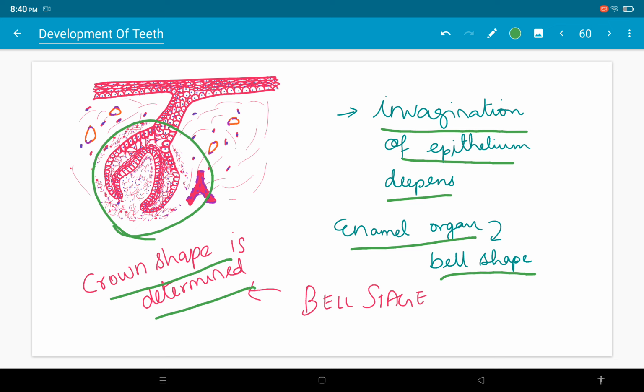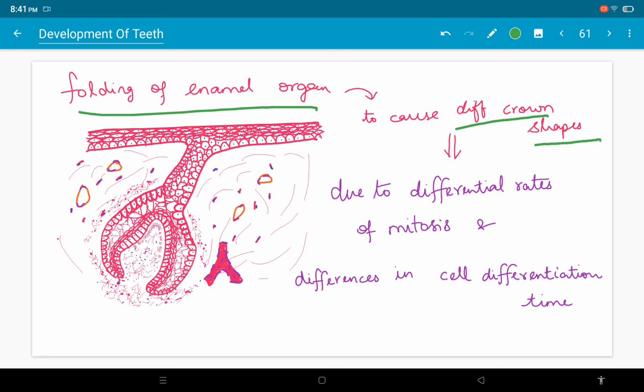Crown shape is determined during this bell stage. It is the most important thing, as you could see here. So this is a central incisor or lateral incisor, some anterior tooth, right? So the crown shape is determined here. This is your future tooth forming. So the bell stage helps in the determination of the crown shape. Folding of the enamel organ causes different crown shapes. So this is for an anterior tooth. Obviously for a molar or premolar it will be different due to differential rates of mitosis.